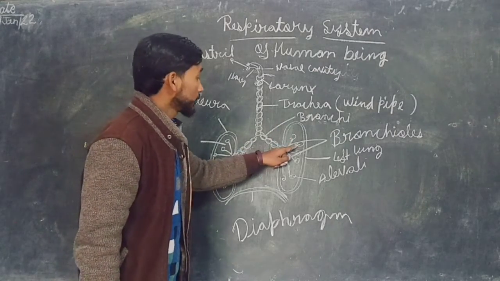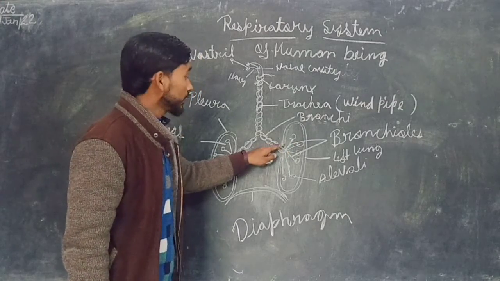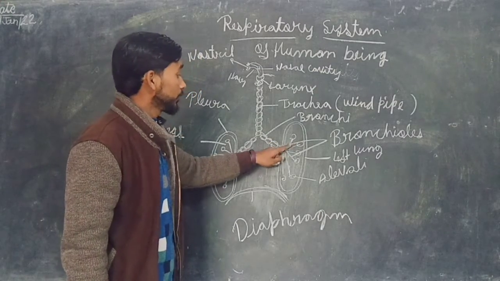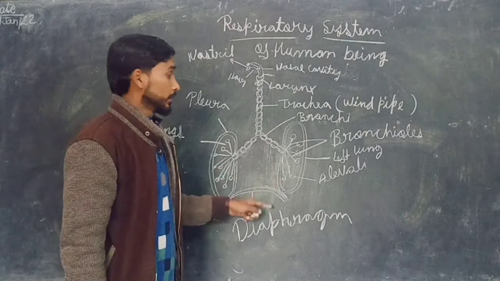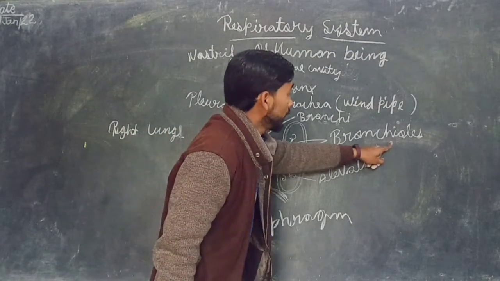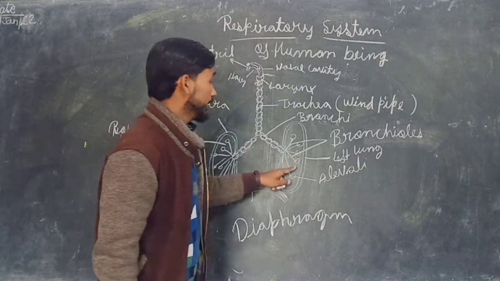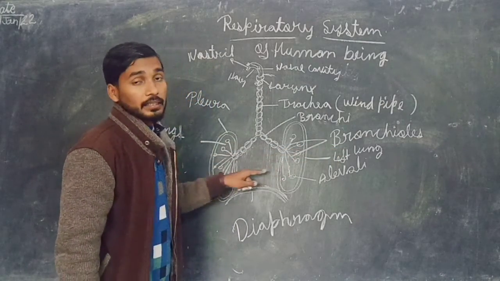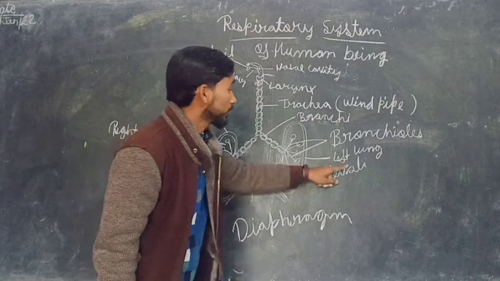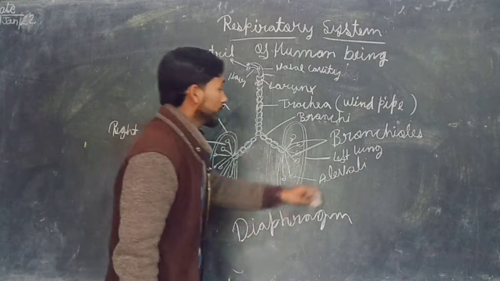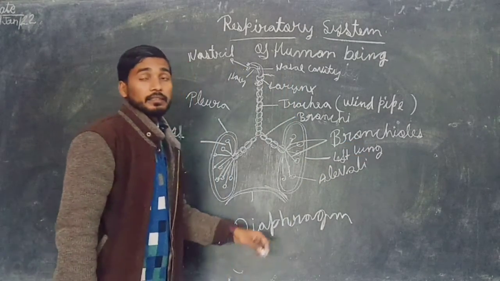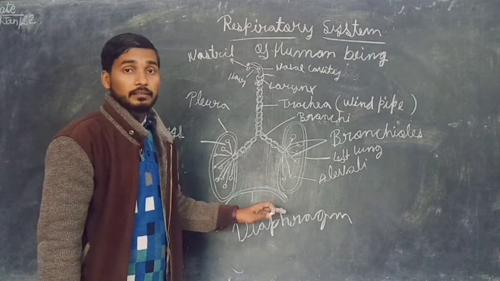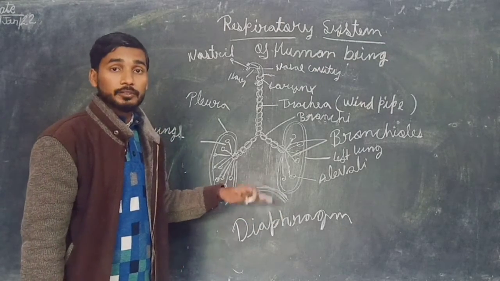Bronchi go to the lungs. In the lungs, bronchi are further divided into many fine branches. These fine branches are called bronchioles. At the end of these bronchioles, balloon-like structures are attached. These structures are called alveoli. And in alveoli, there is the exchange of gases, meaning O2 and CO2.